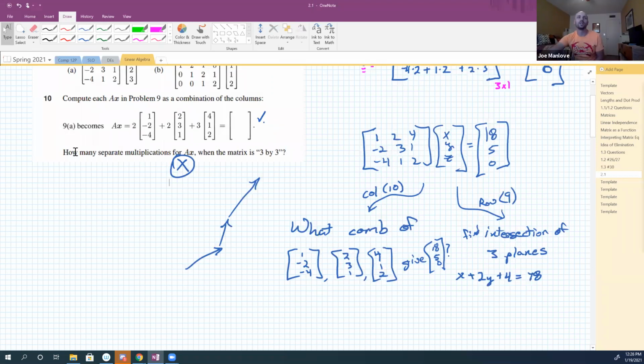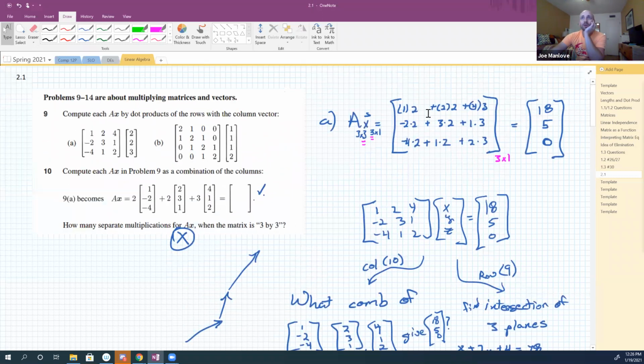Oh yeah, so this separate question is, for how many separate multiplications do you need to calculate A times x when the matrix is 3 by 3? Well, I can pretty quickly see that there are 9 multiplications, right? And how many additions? Why do I care?